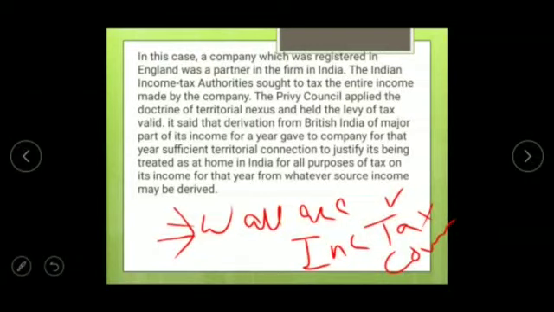Now what does this doctrine explain? That it is not necessary that the object to which the law is applied should be physically located within the boundaries of the state making the law. No, the object need not be physically located there. It is enough if there is sufficient territorial nexus between the object and the state making the law. That is what happened. There was a sufficient nexus.